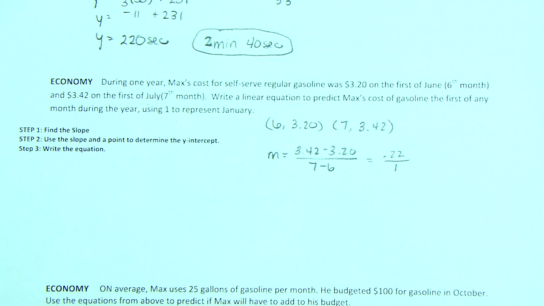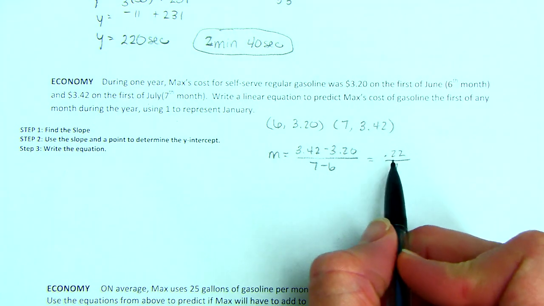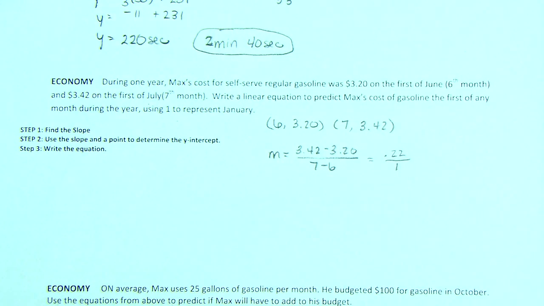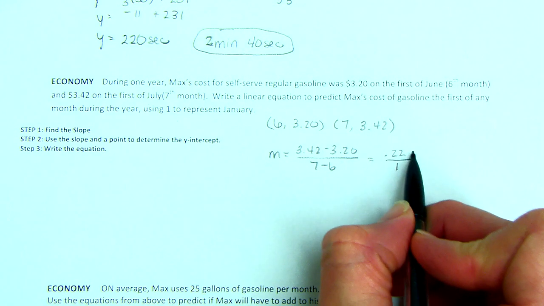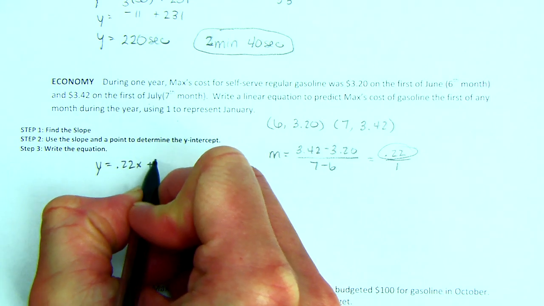Now, remember how I talked about decimals? I don't like to use decimals unless they give me decimals or we're talking money. So we are talking money here. So it's increasing by approximately 22 cents per month. So we need to find out what our y-intercept is. So it doesn't matter which one of these you use. Here's our slope. So y equals 0.22x plus b.